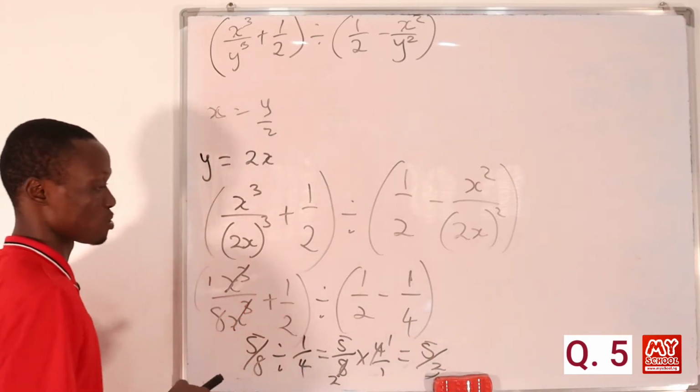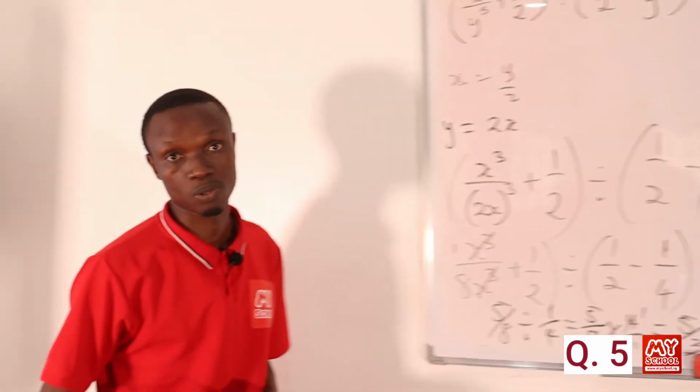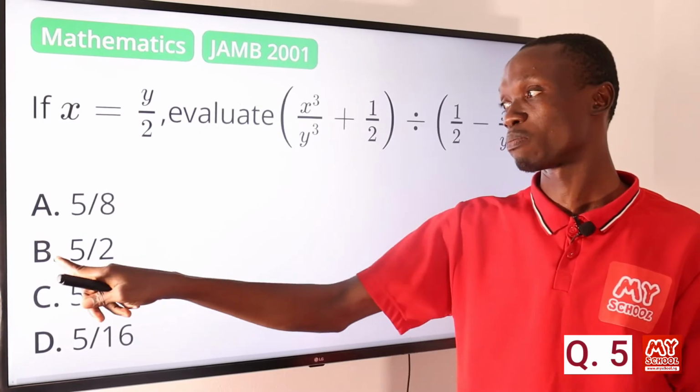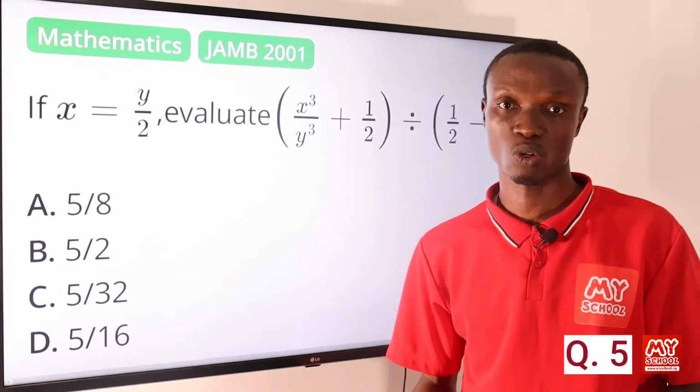Okay, so let's return back to the screen so that we can pick the correct answer to this question. From our calculation, we got 5 over 2, which makes option B the correct answer to this question.